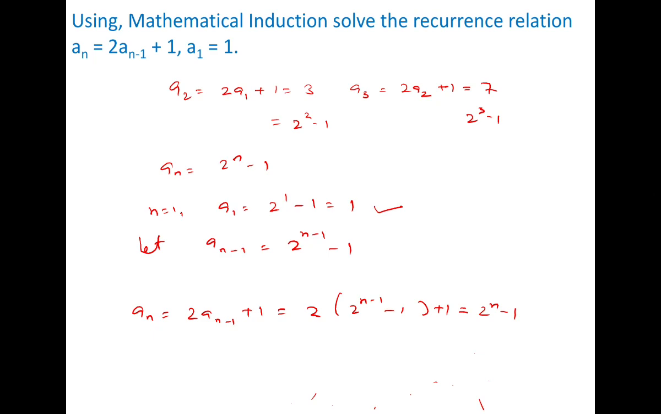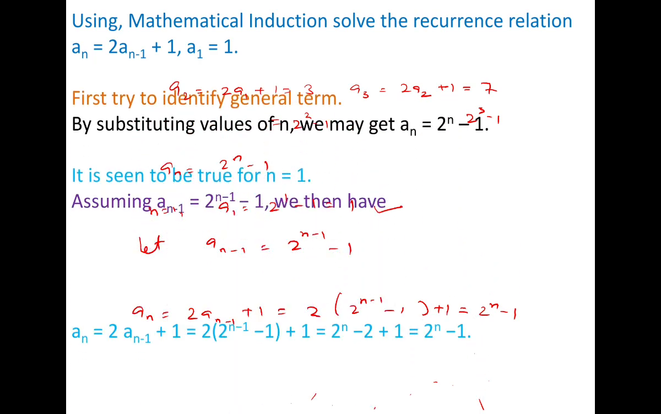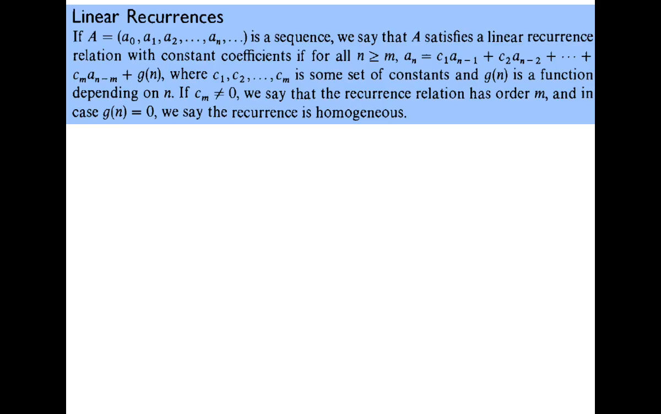But now the problem comes when there are more than one term on the right hand side. So we will see how to solve these recurrence relations. So we start with linear recurrence relations. We focus on the recurrence relation of this form, where c1, c2, cm are constants and g of n is a function of n. If g of n is 0, then we call it a homogeneous recurrence relation. Otherwise, it is a non-homogeneous recurrence relation.